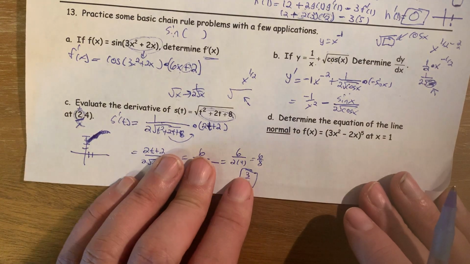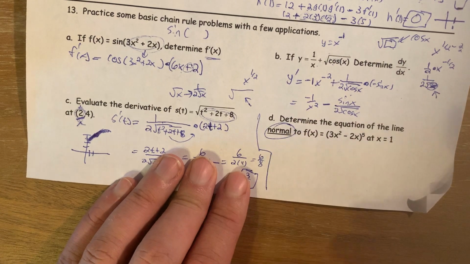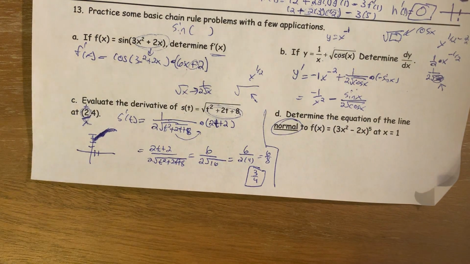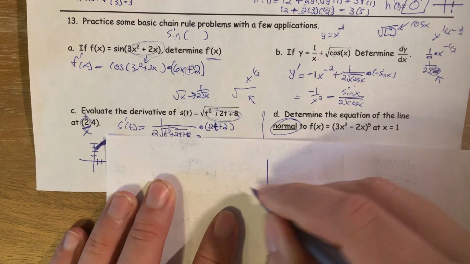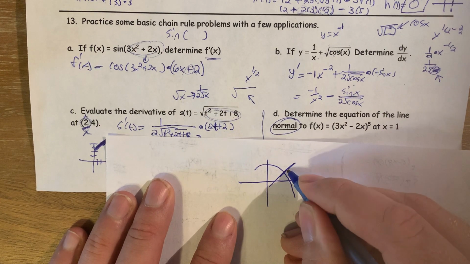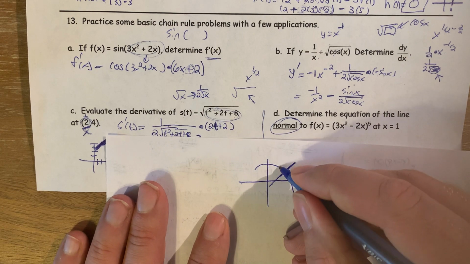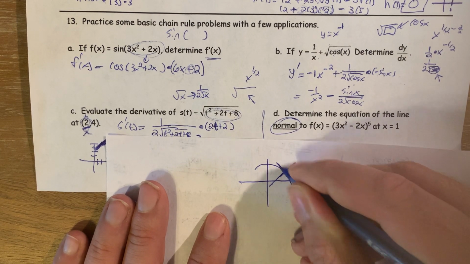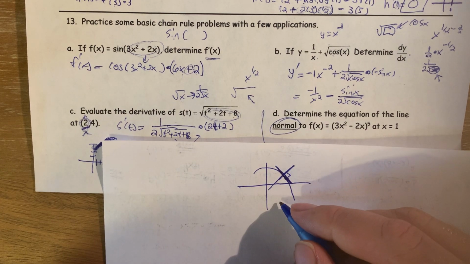All right, last one for the day. Determine the equation of the line normal to f of x. Hopefully we remember from geometry that normal lines are lines that are perpendicular to a curve. So this is a normal line. It makes a right angle with the curve. Specifically, it makes a right angle with the tangent line. So normal lines are perpendicular to the tangent line.